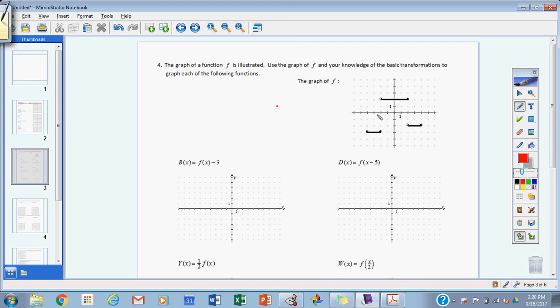Okay, welcome to the most popularly requested problem on the review, number 4. The biggest thing about number 4 is kids don't really know exactly what's being asked. So I'm going to try to help you with that.